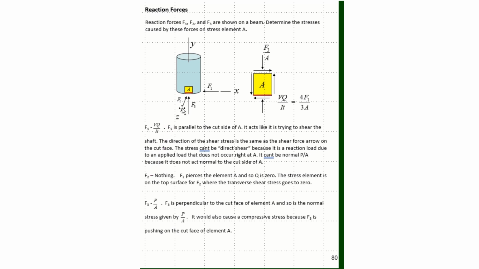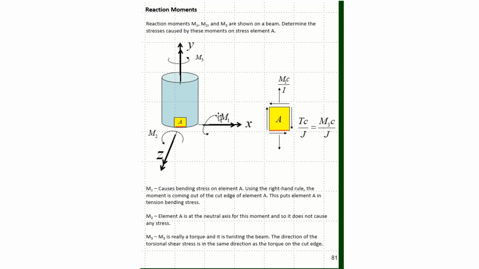F2 is piercing through element A, so Q would be 0, and so F2 does nothing to element A. And then F3 is pushing up on the cut face, so it'll be a P over A. It's normal to the cut face, normal to that cut edge, and it's pushing on it in compression. So it'll be a compressive P over A.